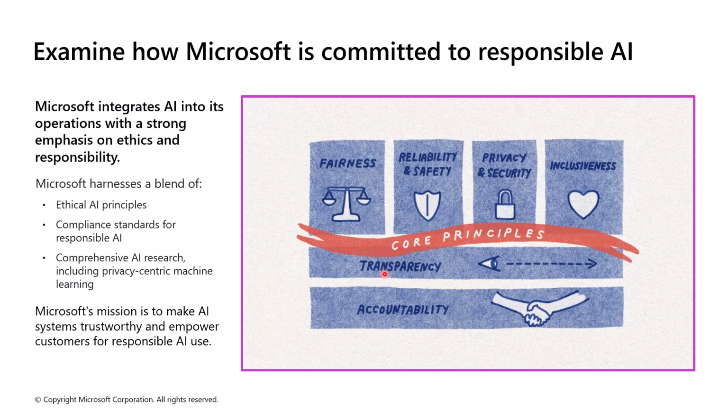Transparency is keeping users informed about AI systems and their purposes. Users must be kept informed: this is the purpose of this AI system, this is the use of this AI system. And in accountability, Microsoft is adhering to ethical and legal standards, holding developers accountable. So the people building these AI systems are held accountable for them.